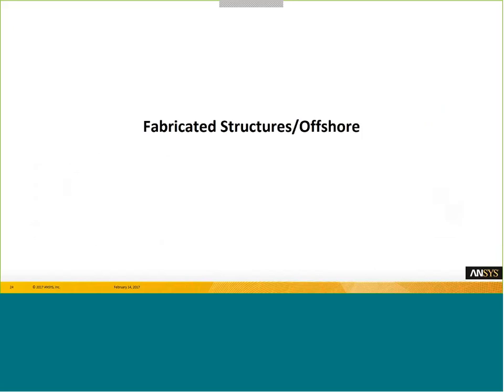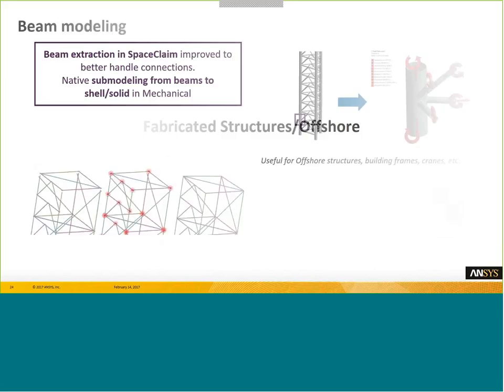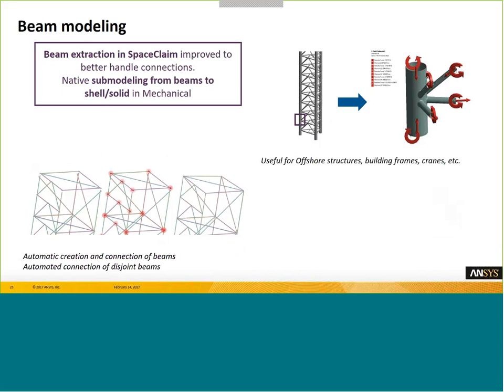On fabricated structures, a couple of smaller updates here. First off is around beam modeling. Within SpaceClaim we have beam extraction, so this allows us to take solid models and turn them into beam models. We've got improvements in the way the connections are handled, so detail at the bottom here, automatic creation of connection of beams. And then the really nice piece there is submodeling.